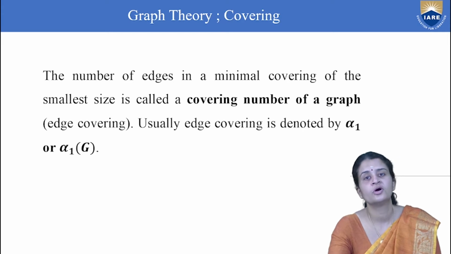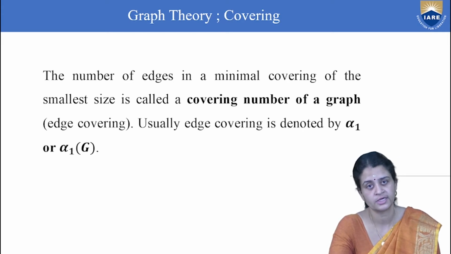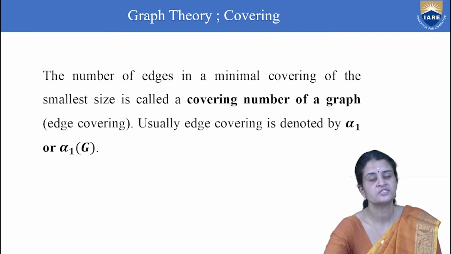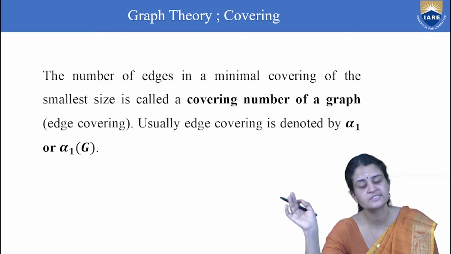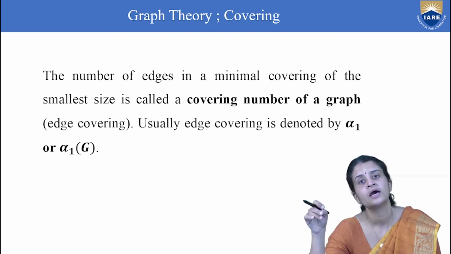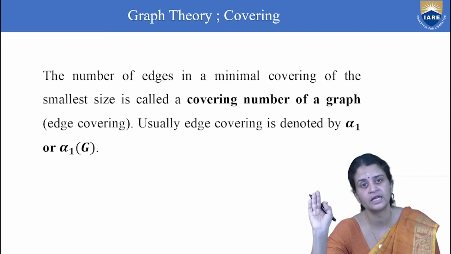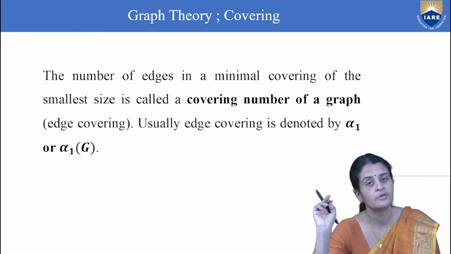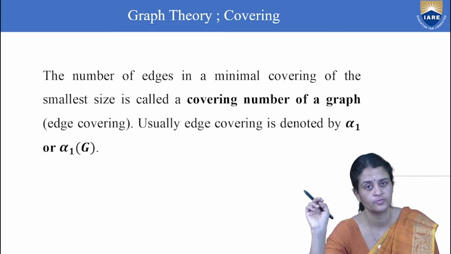And if a graph contains minimal coverings, what do we call the smallest one? The number of edges in the minimal covering of the smallest size is called the covering number. That is, if a graph has different minimal coverings, suppose C1, C2, etc., the covering with minimum cardinality is the minimum covering of that graph, and its size is termed the covering number of the graph.